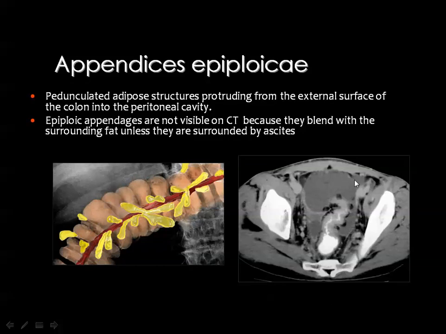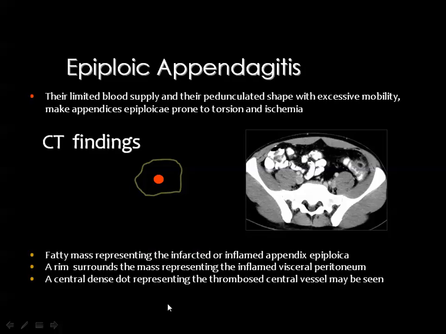And you see here, this is ascites, and all these small fat-containing lesions related to the colonic wall represent these appendices epiploicae. Whenever these appendices epiploicae are inflamed, usually due to torsion, being freely mobile, this will result in localized inflammation related to one of them, and the patient may present with acute abdomen.